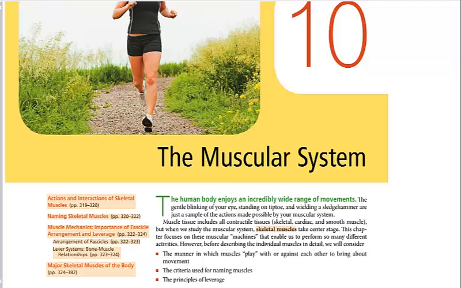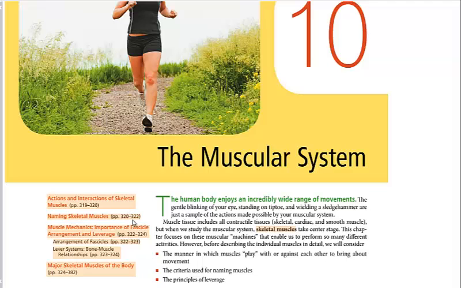This is chapter 10, muscular system. This chapter is all about muscles. So just like bones, where you learned all the parts of the bones and different bones in your body, in this chapter you will also be talking about muscles, all the different types of muscles that you have in your body. We're going to start off in this chapter talking about the actions and interactions of skeletal muscles.